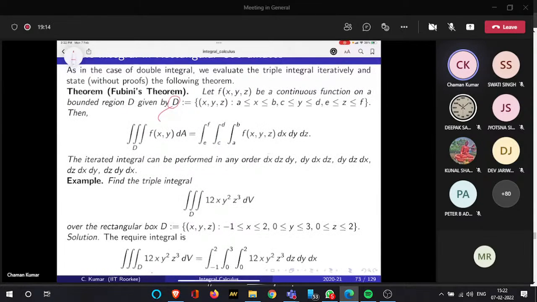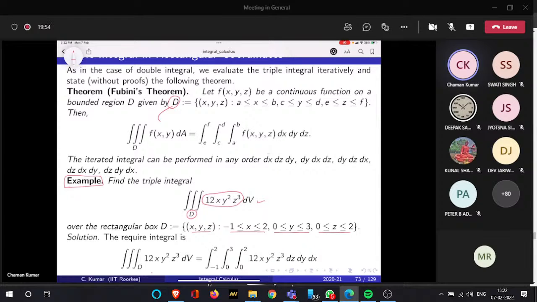Okay, so now let us consider this example. We want to find the triple integral of the function 12xy squared z cubed over the domain D, where the domain D consists of all points x, y, z such that x is inside the interval -1 to 2, y is inside the interval 0 to 3, and z is inside the interval 0 to 2.